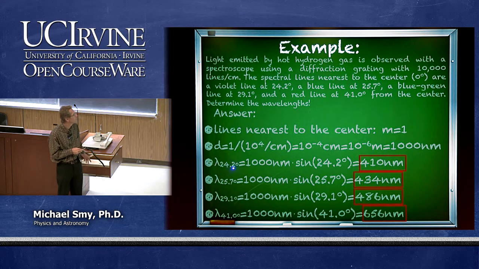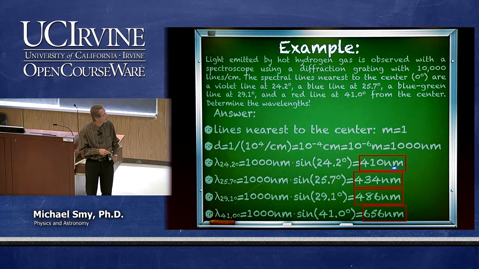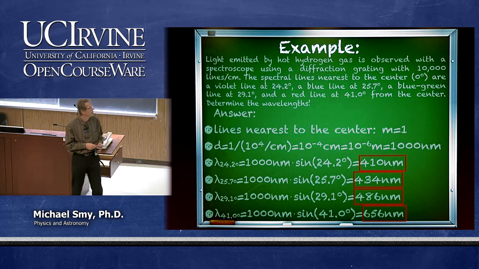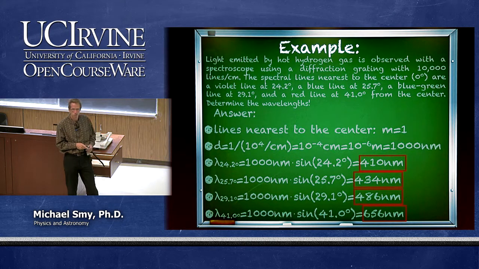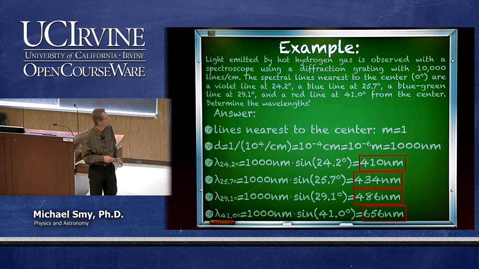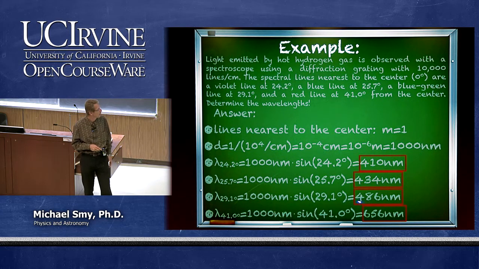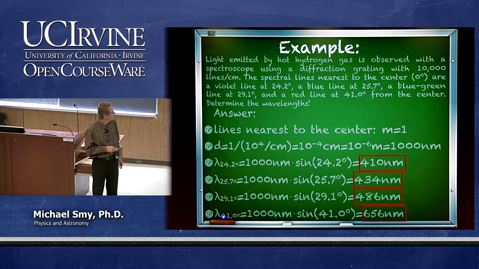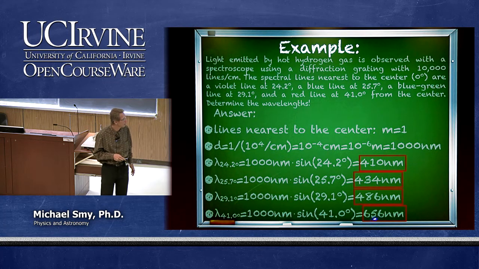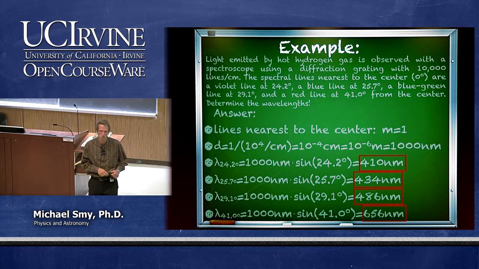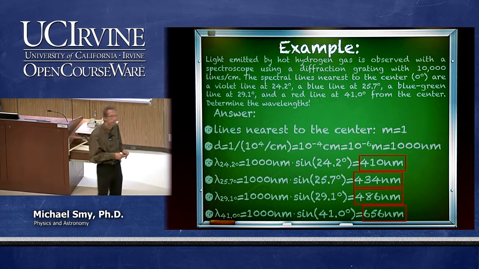First for the 24.2 degrees, we multiply the 1000 nanometers with the sine of 24.2 degrees, and that gives us 410 nanometers, which is indeed in the violet. Very close to the one that we actually saw on the screen, that was 405 nanometers. Then for 25.7 degrees, we find 434 nanometers. Then 29.1 degrees gives us 486 nanometers. And finally, 41 degrees gives us 656 nanometers. Also very close to the red maximum that we just saw, which was 650 nanometers.